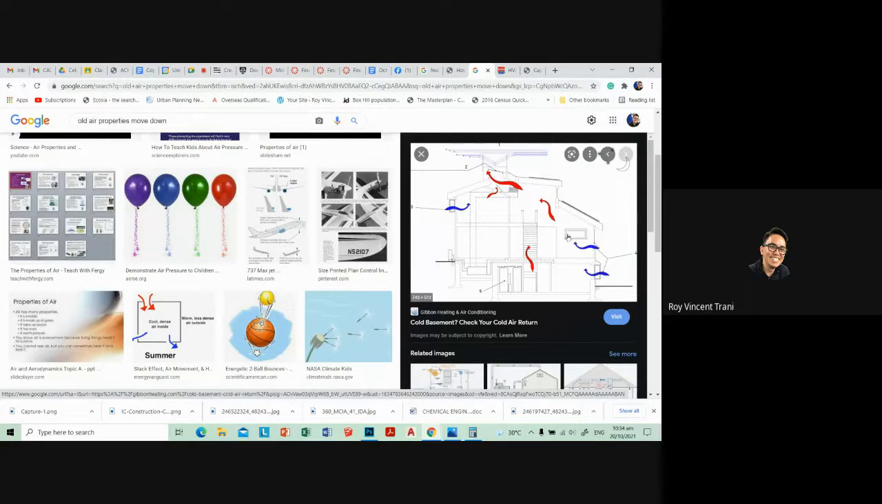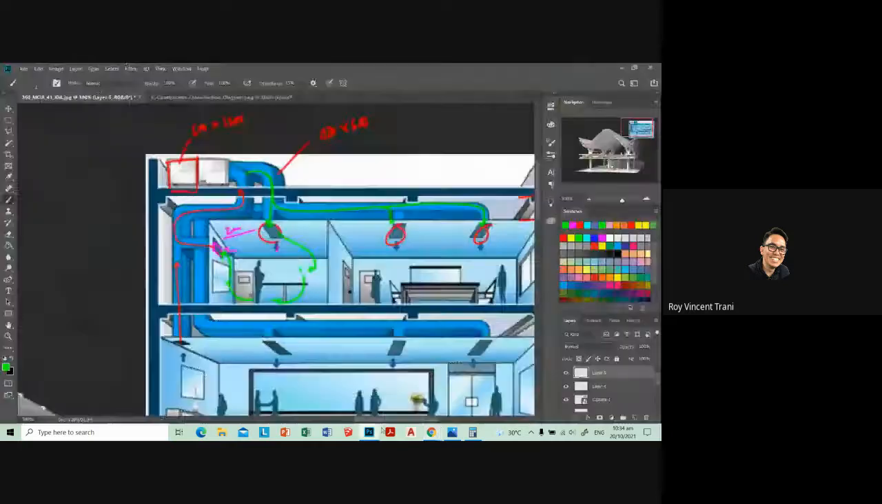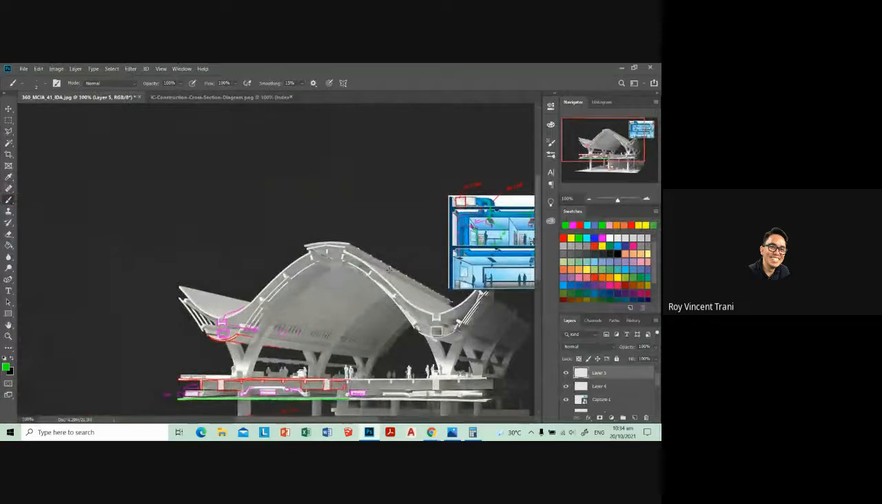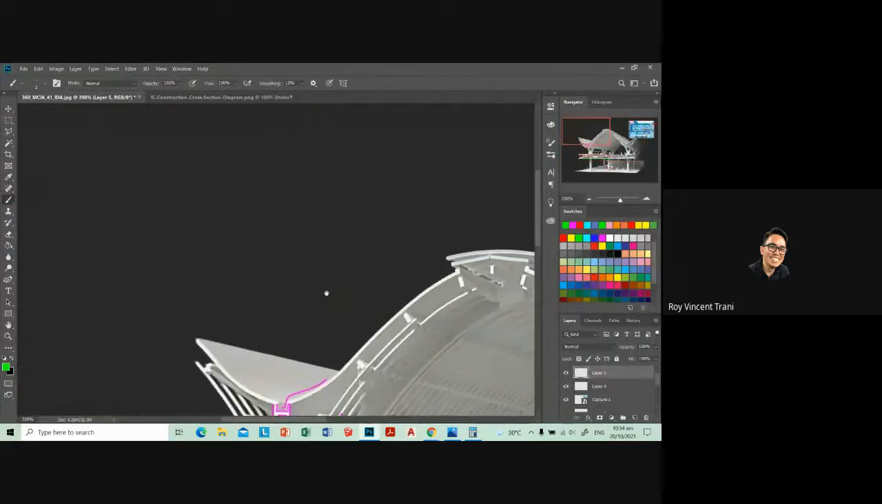Because that's why we have the vent stack system. Once cold air comes in, it absorbs the heat in the room. It becomes hot air, and that's why it exhausts out here. That's why we have the vent stack system arranged like this. And also, speaking of the vent stack system, some of you used a vent stack system where it was not applicable.